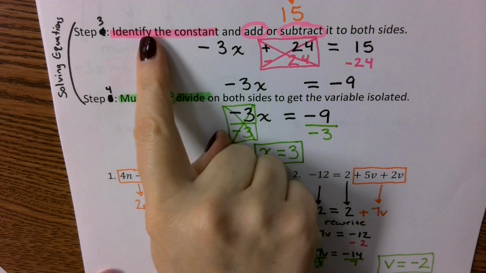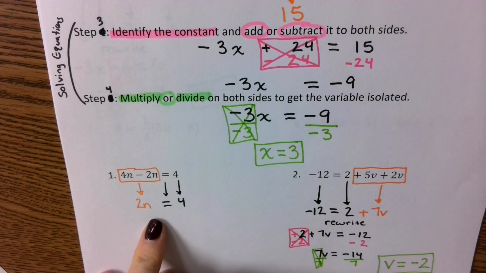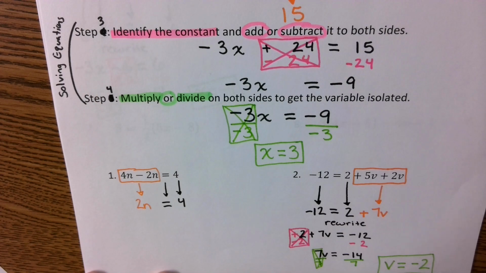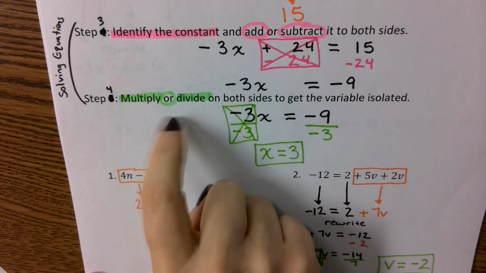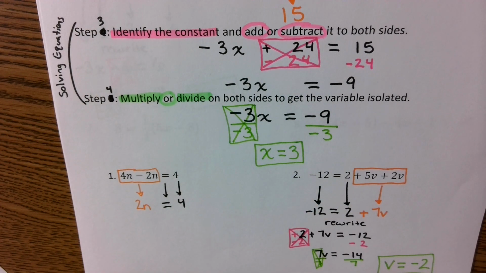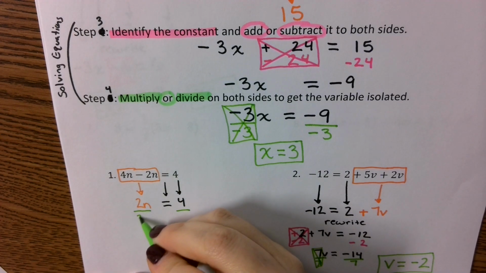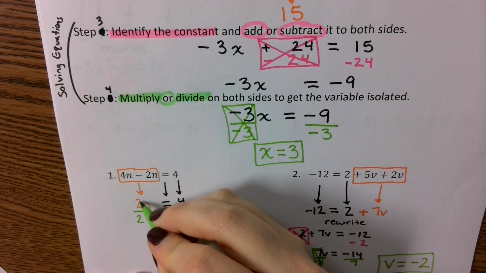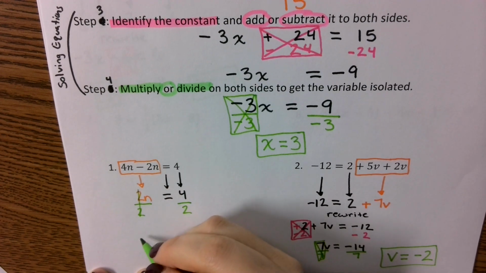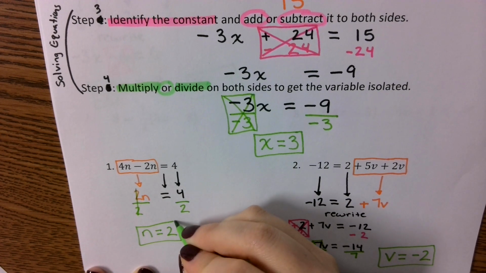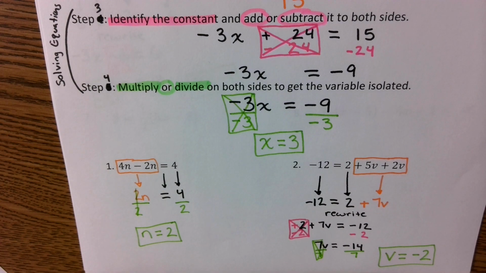We don't have a step 3 because we don't have a constant. There is nothing that we could add or subtract onto both sides. So we skip step 3. We go to step 4. We can multiply or divide, right? We can divide both sides in this situation by 2. The 2's will then get canceled out, and we'll have n is equal to positive 2. So number 1, you should have gotten n is equal to 2.